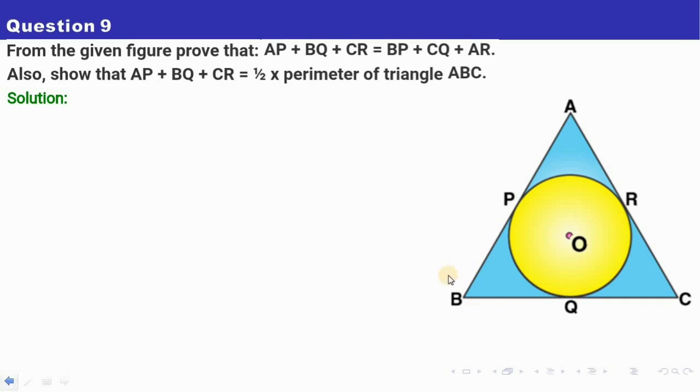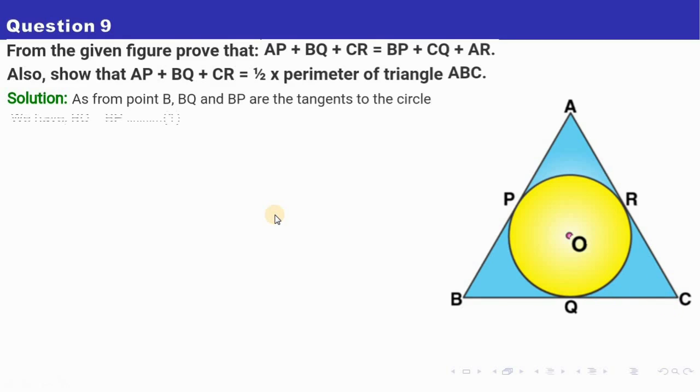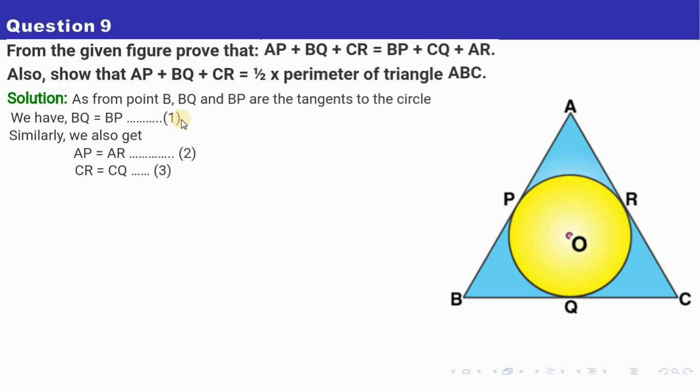So in the same way, A is making two tangents, that is AP and AR. So that's why they will be equal to each other. Alright, and similarly BP will be equal to BQ and CQ will be equal to CR. Alright, so the same thing is written out here. So let me give the numbers 1, 2 and 3 here.